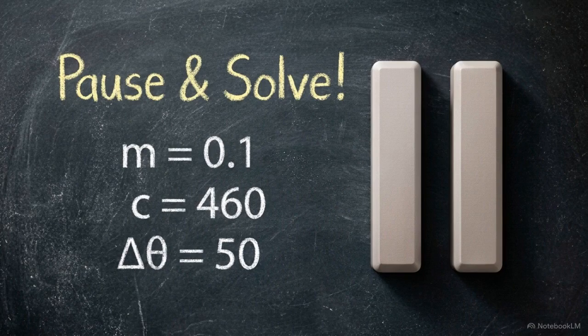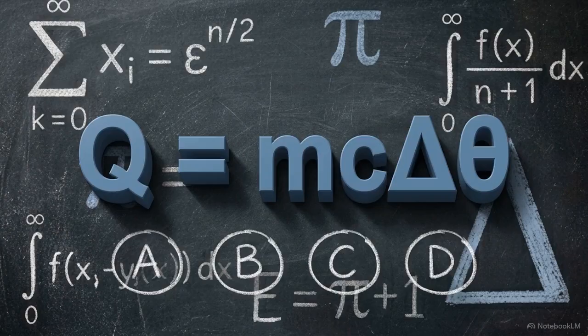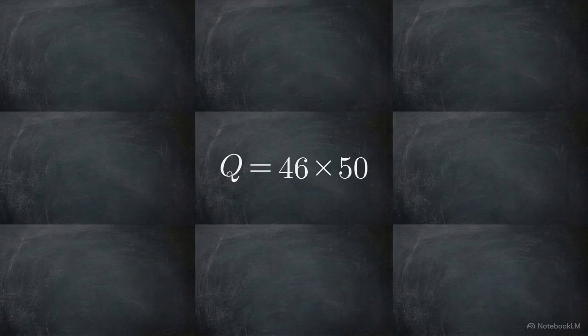Before I show the final steps, hit pause. Try multiplying these numbers yourself and see if you can match one of the options. Let's plug them in. Q equals 0.1 times 460 times 50. Multiplying gently, 0.1 times 460 gives 46. Then 46 times 50 gives us a raw energy output of 2,300 joules.